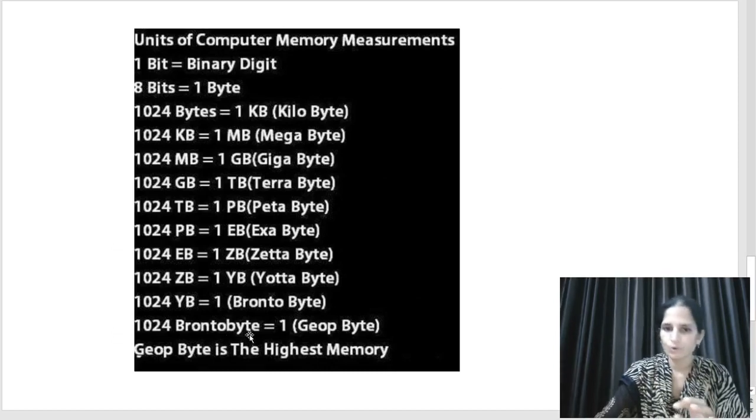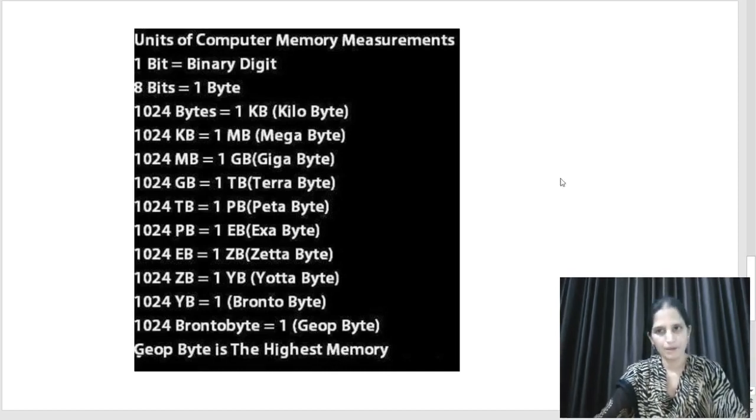A collection of 1024 terabytes is a petabyte, and the latest unit is the geobyte. The latest unit of memory measurement is the geobyte. You can say the geobyte is the highest unit of memory.